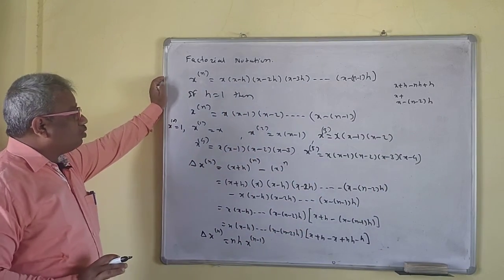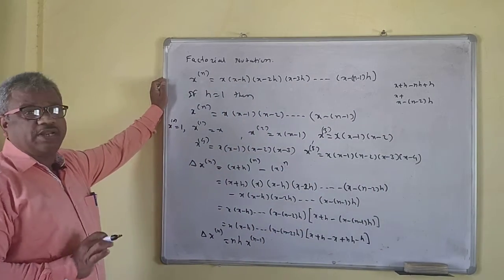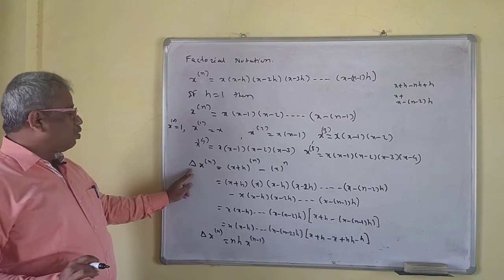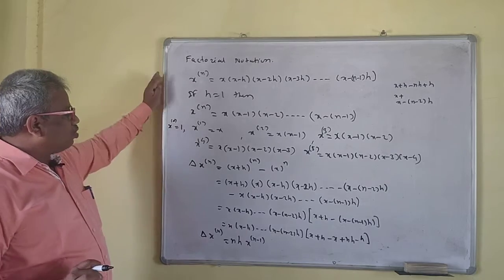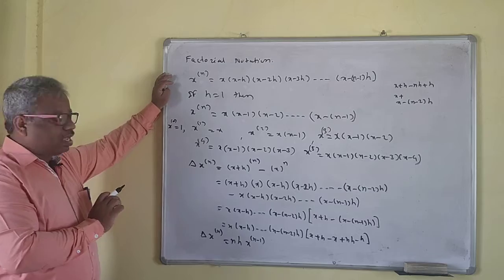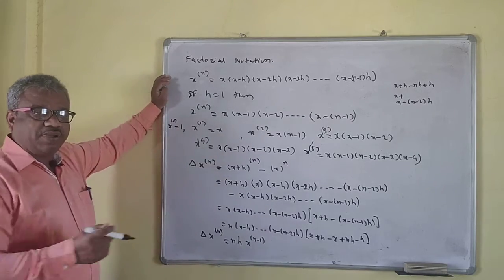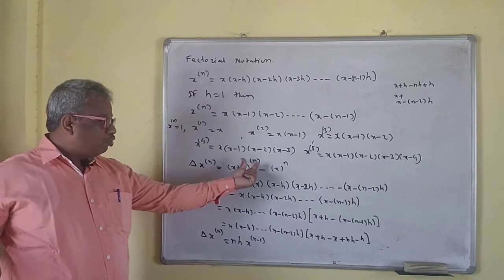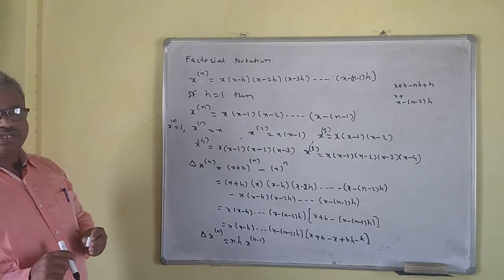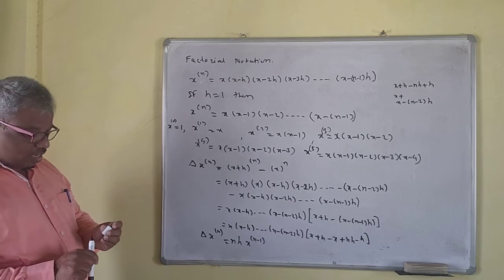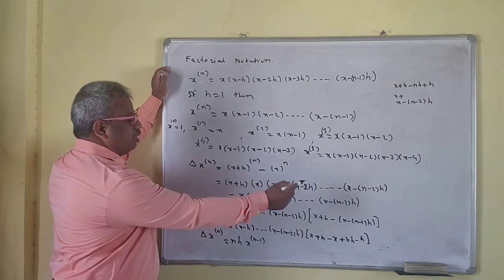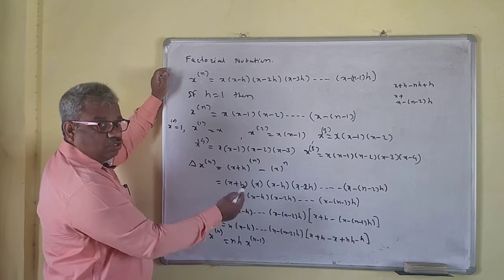Now we want to find the forward difference of the factorial notation. This is the forward difference operator, and we will operate on the nth factorial, x to the power n. By definition, we replace x by x plus h: the forward difference is (x plus h) to the power n minus x to the power n. Now we apply the definition of factorial. There should be n products in each.